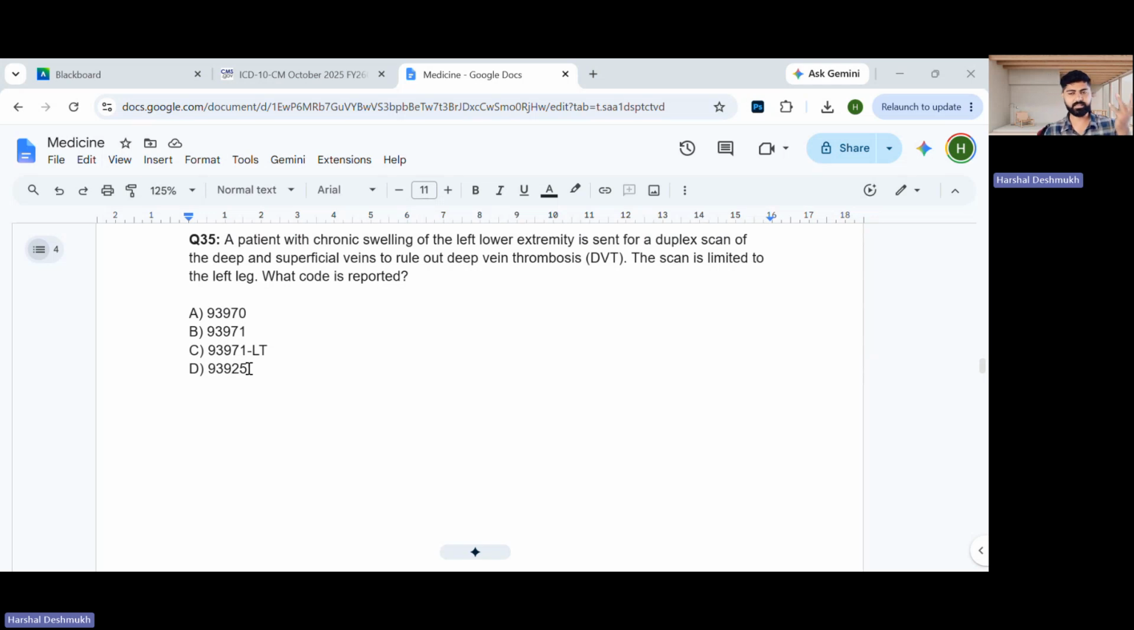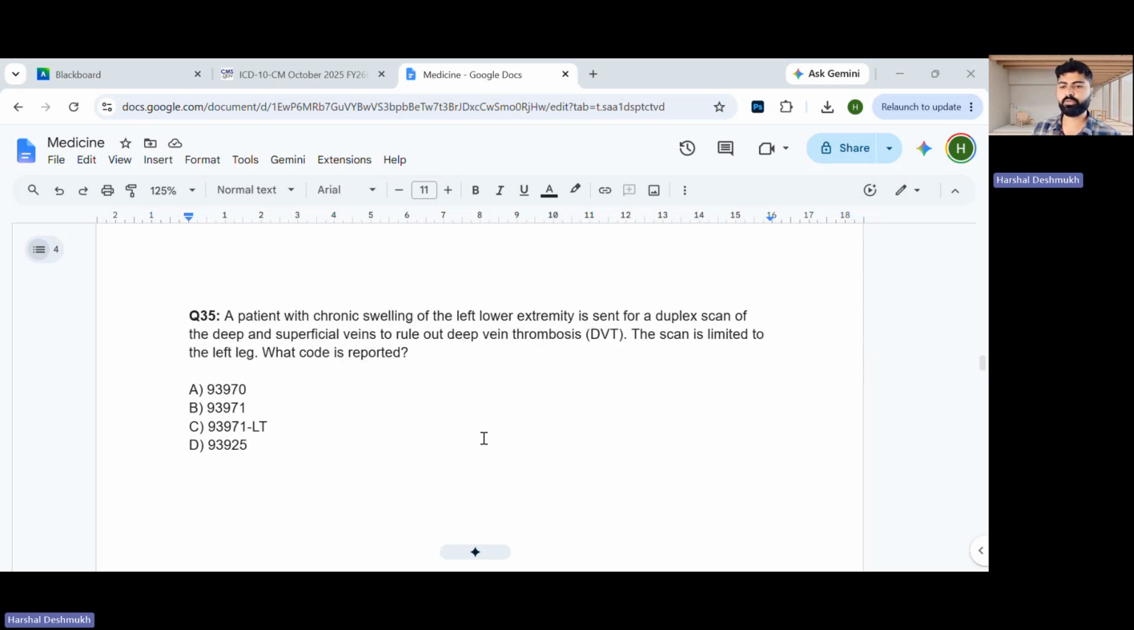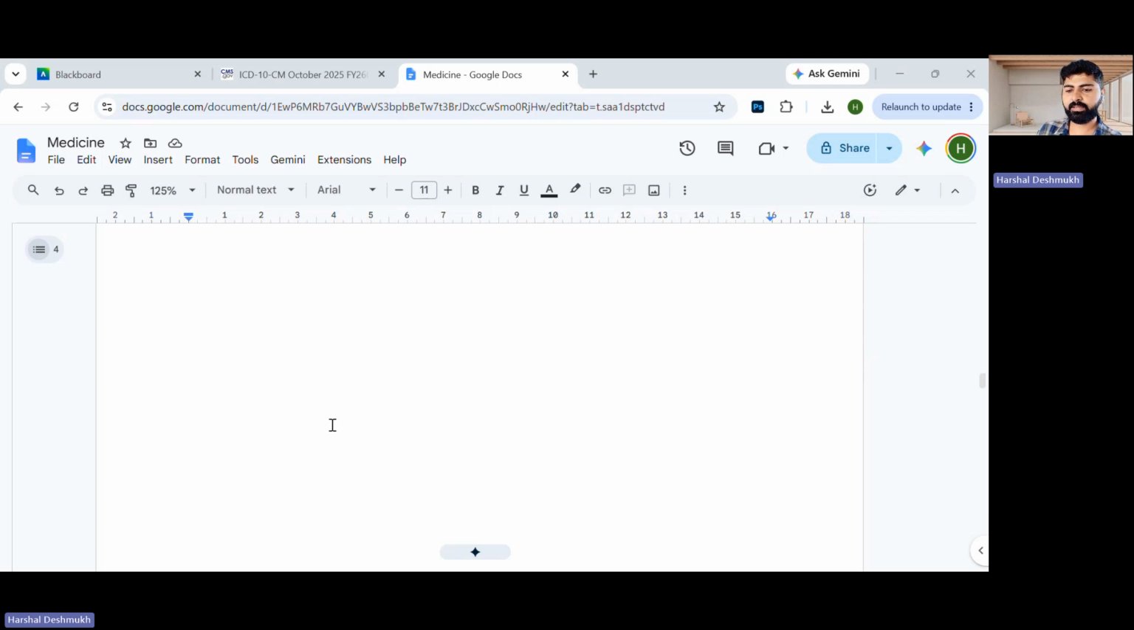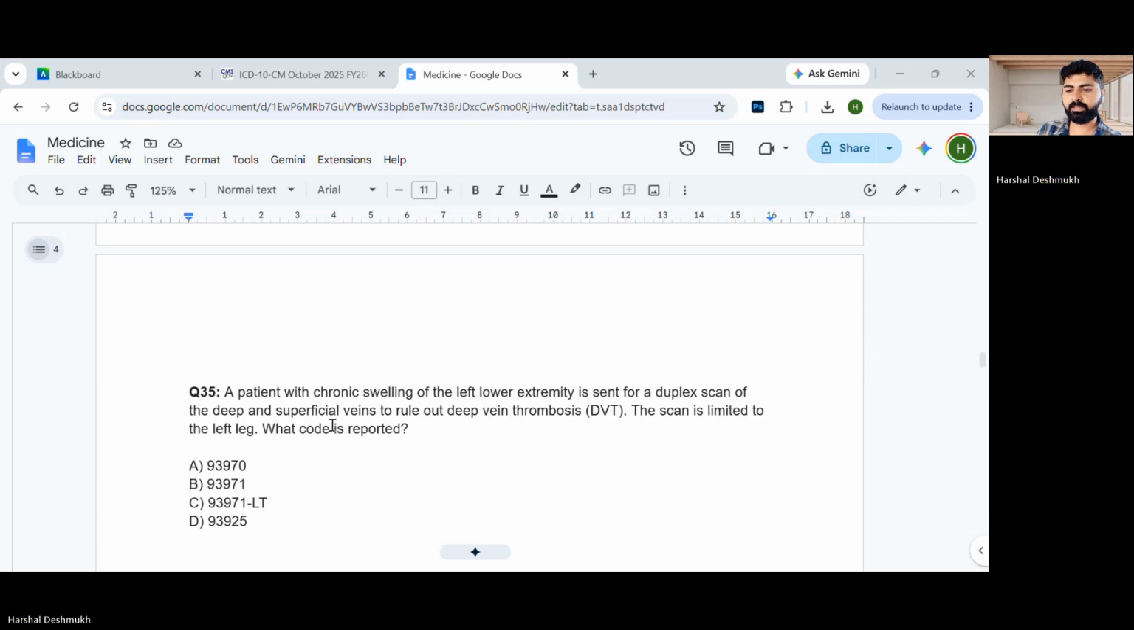So option C, obviously everybody's got to go with option C. But 93970 is for a complete bilateral study, and you know what I'm talking about. So option B or option C. You will either go with LT if the payer requires the specific modifier, or without the LT modifier, specifying the left side that was done.